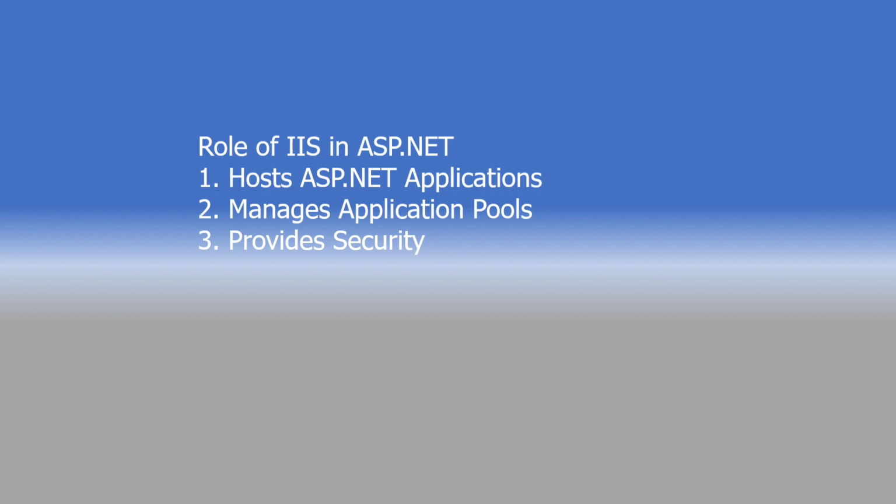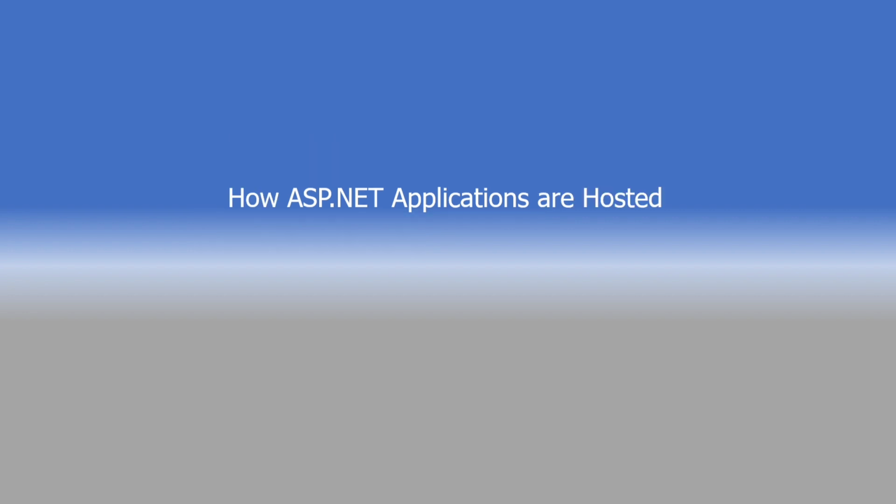IIS hosts ASP.NET applications, manages application pools for performance, and provides security features. ASP.NET applications are hosted on IIS, which processes incoming requests and serves the appropriate content. Application pools isolate different web applications, improving security and reliability by running them in separate processes.